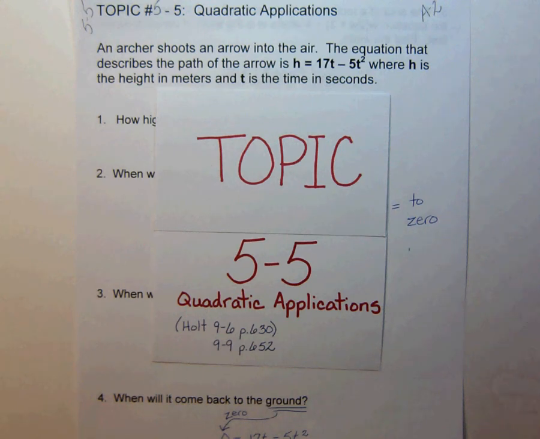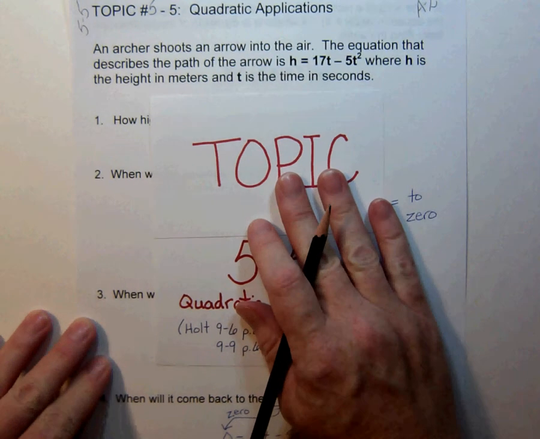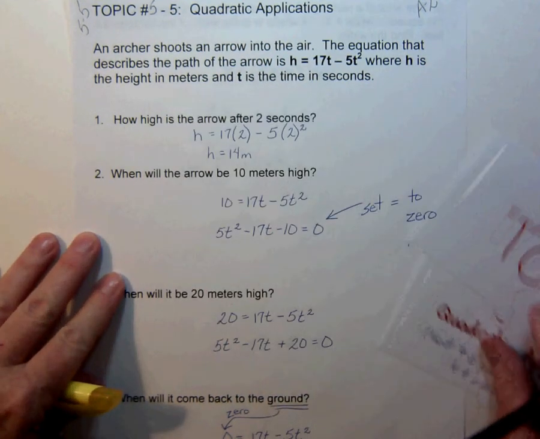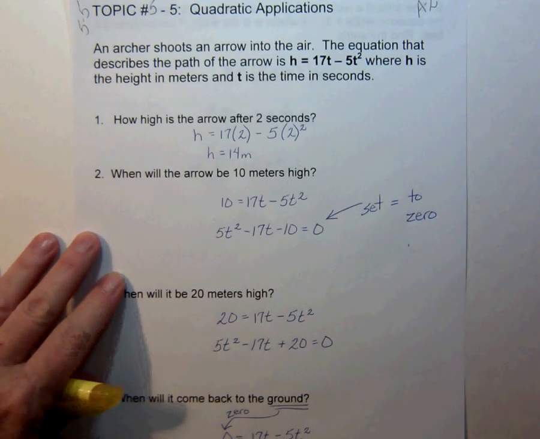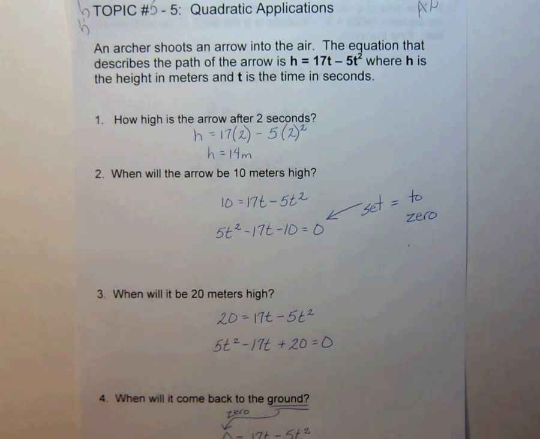Topic 5-5, Quadratic Applications. This can be referenced with our whole textbook, Chapter 9, Section 6 on page 630, and Chapter 9, Section 9 on page 652. We're going to be doing some more applications, like the one that we did in Topic 5-4, where you had to look at some object being thrown up into the air and then reaching back down, meeting the ground. How long was the time in seconds?